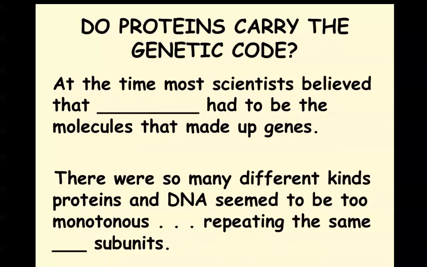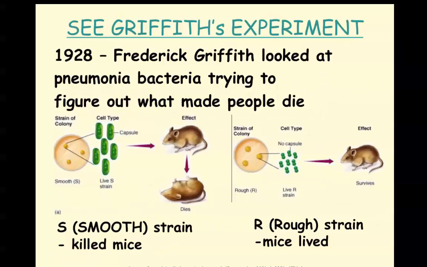At the time, they mostly believed that proteins had to be the molecules responsible, because there are about 20 different amino acids that make up the different proteins in your body, whereas DNA only repeats 4 basic subunits. So DNA seemed too monotonous and simple to account for all the differences in humans and anything living. So we had some different scientists go ahead and research this.